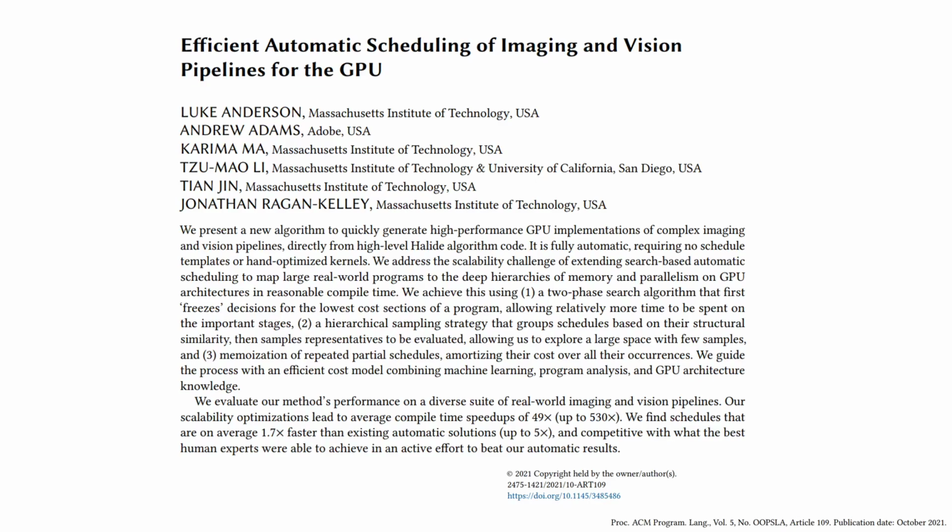In this video, I'm going to show this paper called Efficient Automatic Scheduling of Imaging and Vision Pipelines for the GPU. As the paper suggests, this work is about an autoscheduler improving upon an existing one from Andrew Adams that he did in 2019. And the improvement consists of targeting GPUs more efficiently. It improves on the cost model to consider GPUs. It improves upon the search strategy to search the state space more efficiently and more effectively in terms of compile time and getting better schedules. And it is focused on image and computer vision pipelines.